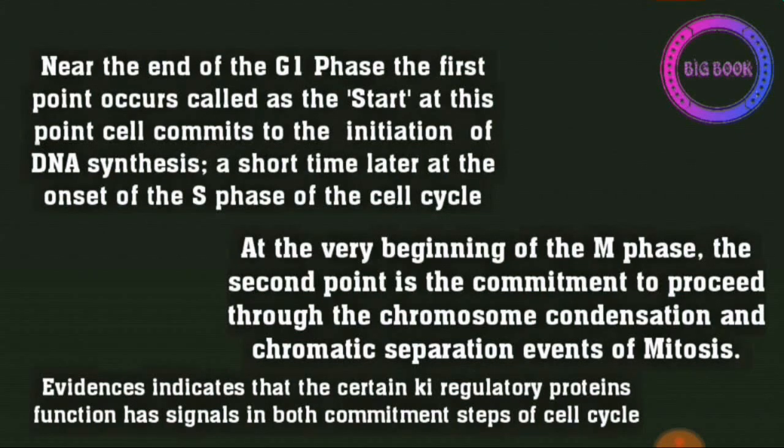Near the end of the G1 phase, the first point occurs, called the start. That is, as the G1 phase ends, in the late G1 phase and at the commencement of the S phase, there is a point called the start point. At this point, the cell commits to the initiation of DNA synthesis. A short time later, at the onset of the S phase of the cell cycle, the synthesis of the DNA takes place.